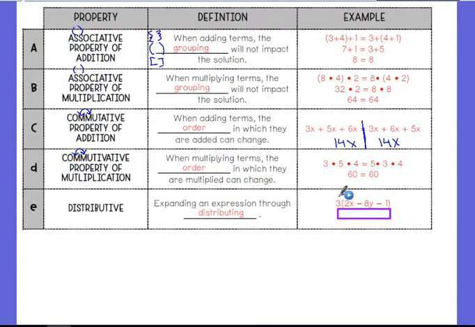So here I like to do my little rainbow effect. This 3 would be multiplied by everybody. Distributive, it was pretty easy for me to remember because you're distributing out a number. And here would be the simplified expression. Okay, moving on to the next part.